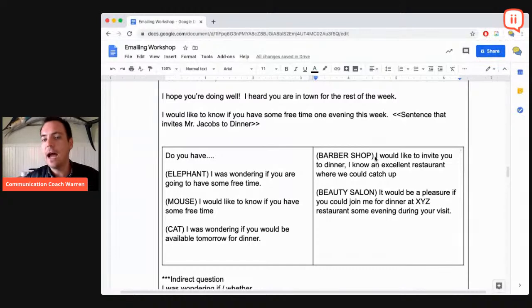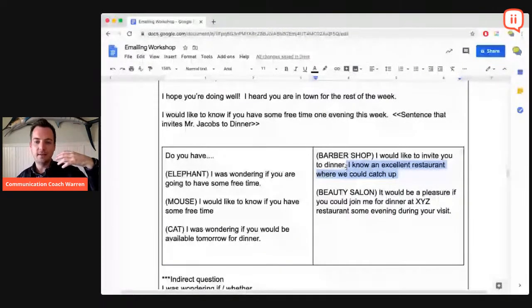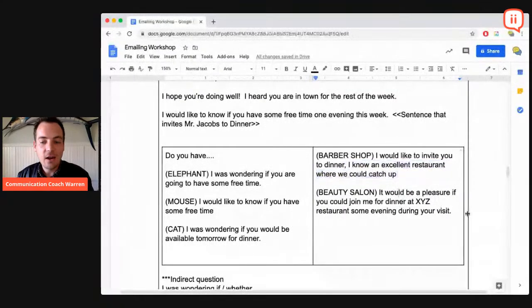If I'm voting, I would vote for barbershop because I just like how it sounds. I would like to invite you to dinner. And this, I know an excellent restaurant where we could catch up. So it's almost like this does two objectives. It says let's meet for dinner and let's catch up. But we can also do that in our next sentence. Remember, email and any writing is an art, and this is a blank canvas, so we can do anything at all.